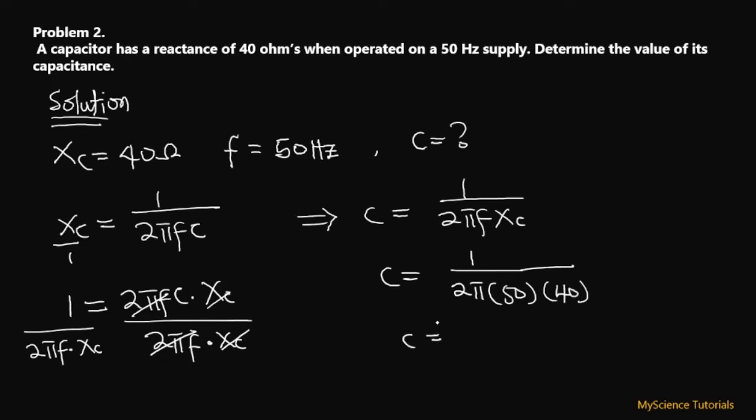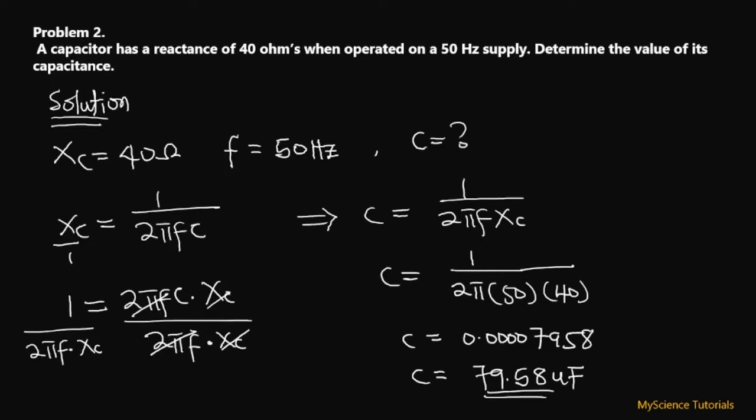Now if we punch these on our calculator, it is going to give us 0.00007958. Okay, so this can also be written as 79.58 microfarad. So this is going to be the capacitance of the capacitor present in this particular AC circuit.